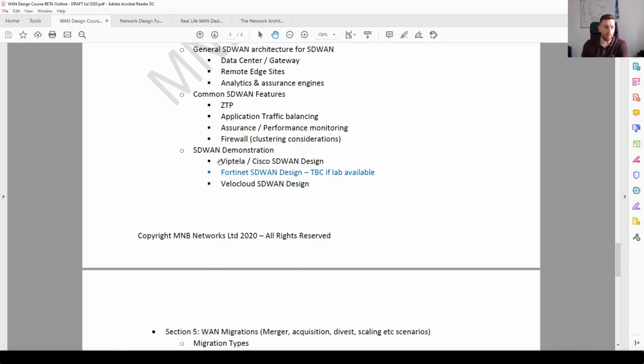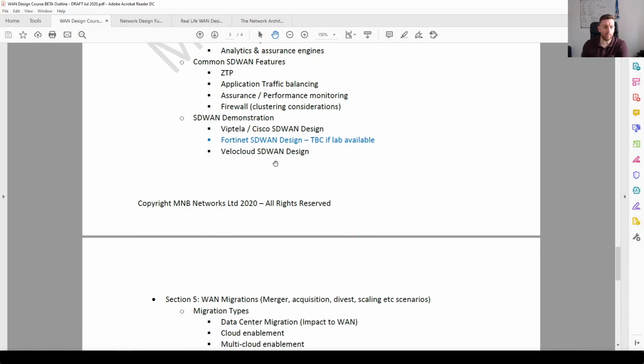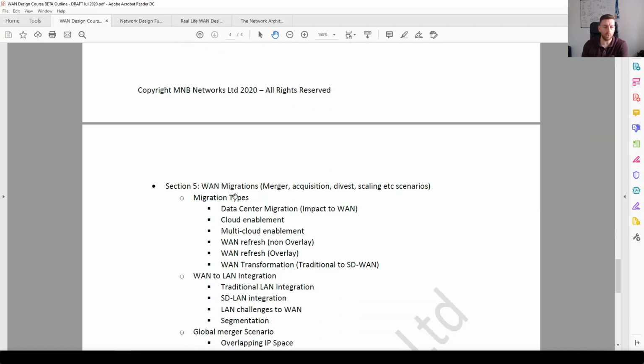And then we're looking into whether we're able to do a few demonstrations: Viptela via dCloud, VeloCloud via On-Demand Labs, and I'm also looking at potentially Fortinet. This is not a technology training course, it's just that we want to show the dashboard and show how things fit together on the back of the SD-WAN module.